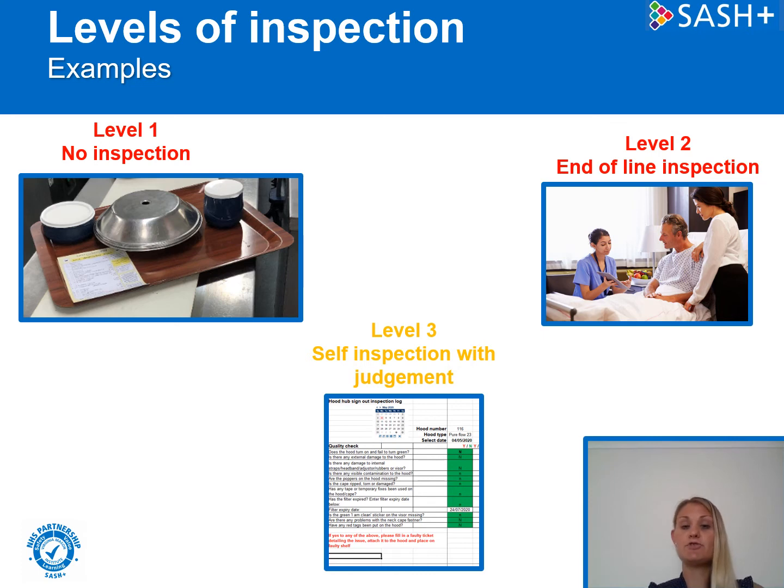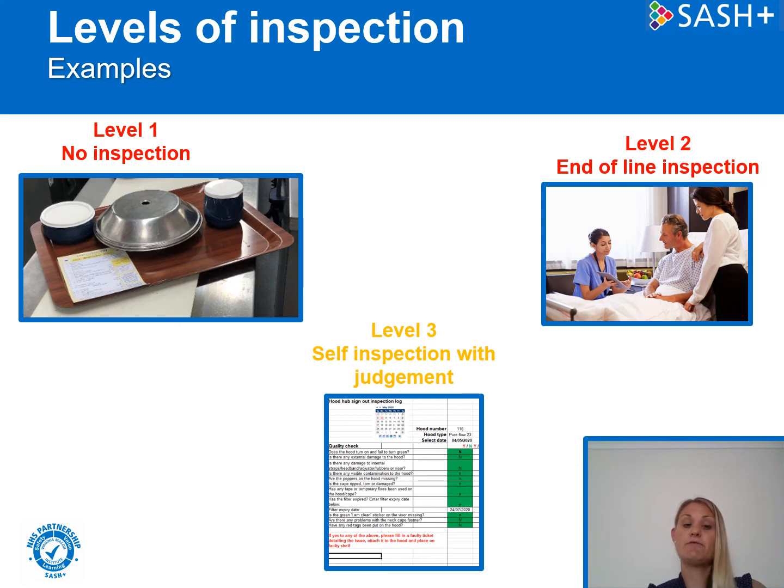An example of level 2, end of line inspection, may be in relation to TTOs that a patient has for discharge. So as the nurse is talking through the TTOs with the patient, they realise that an item is missing. So rather than the patient getting home and finding that the item is missing, the nurse picks this up. It's an end of line inspection.